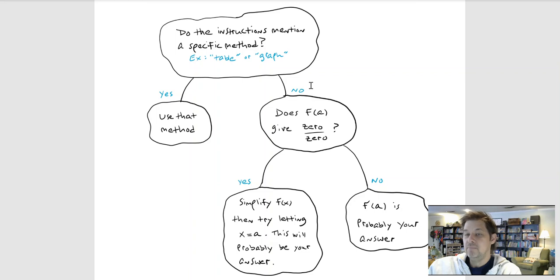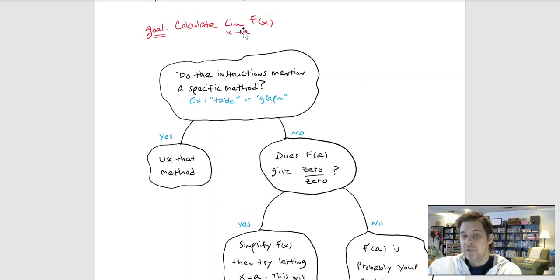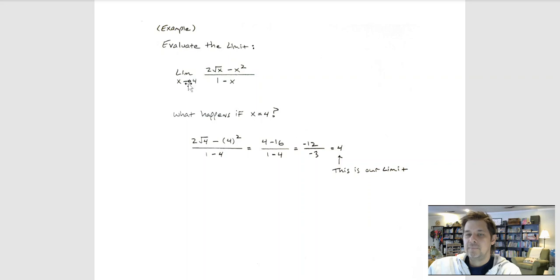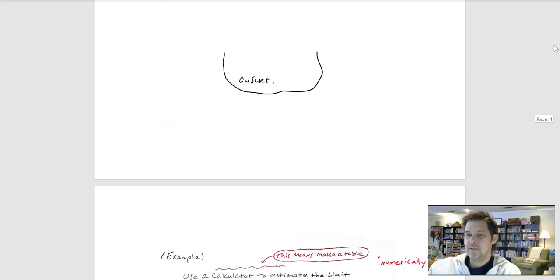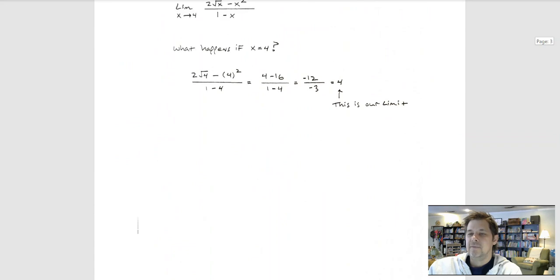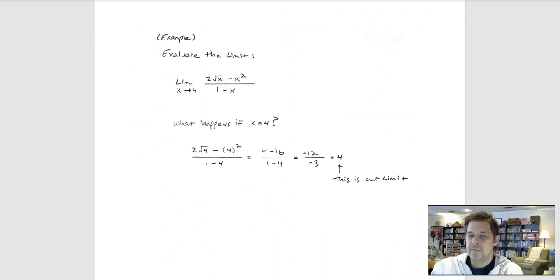No specific method mentioned. What happens when you plug in the limiting number? X goes to A. Plug A in. Do you get 0 over 0? So I plugged 4 into this function, and I got negative 12 over negative 3, which is 4. That's our answer, right? Because that's what the flowchart said. Plugging in A did not give 0 over 0, so whatever you got when you plugged in A, that's your answer. So here's our answer, 4, simple as that.